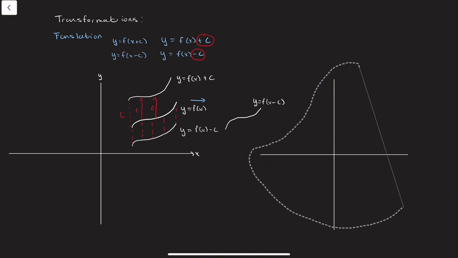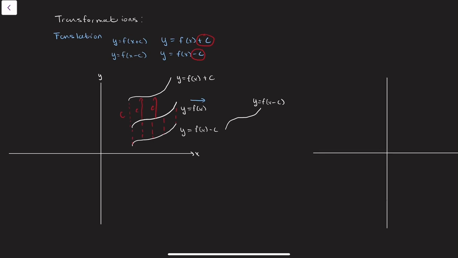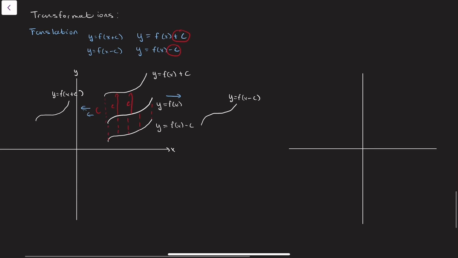I'm going to give us a little bit more space. And then if we're going to translate this way, we would have y is equal to f of x plus c. And that's this coming this way. Great. So those are the translations, and the last two that I want to talk about are stretches and reflections.